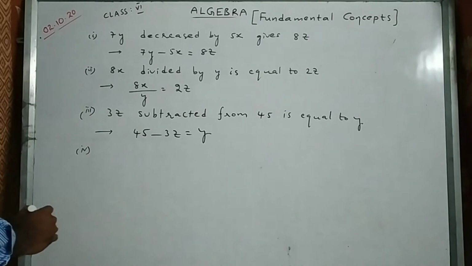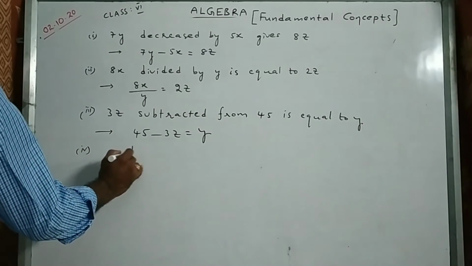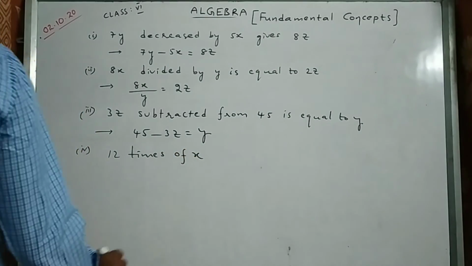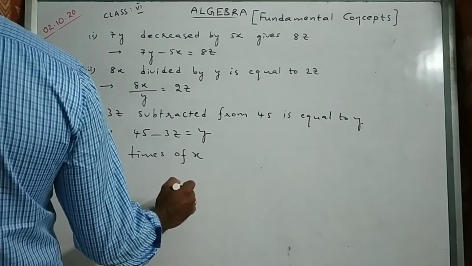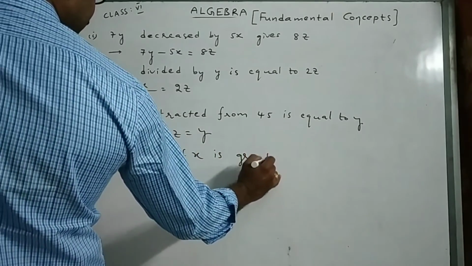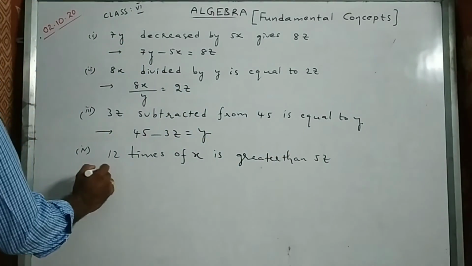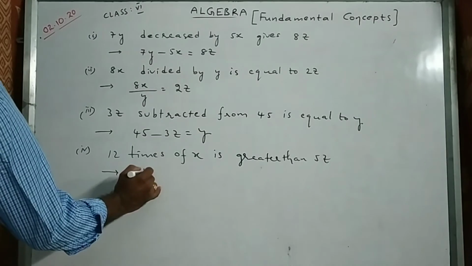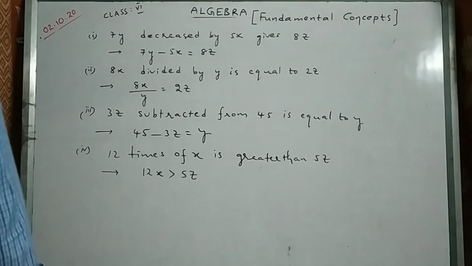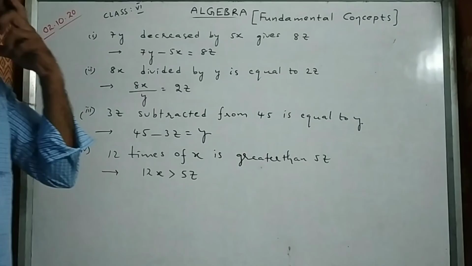12 times of x is greater than 5z. So how do we write this? 12 times means multiplication. 12x is greater than 5z. So read the statement correctly and write it in symbolic form.